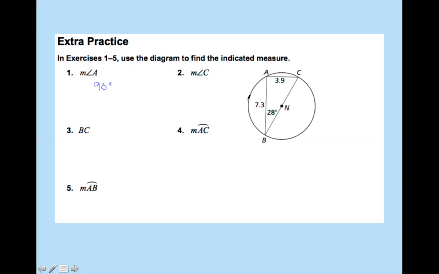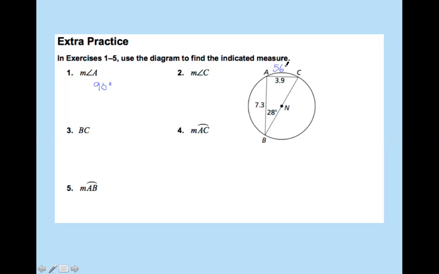Okay, next we're asked to find the measure of angle C. Remember again, we're talking about inscribed angles today. So let's look at some things first before we try to figure out C. Today it's inscribed angles, not central angles. If I look at this angle right here, angle ABC, it is 28 degrees. If the inscribed angle is 28, its intercepted arc is double that. Remember in 10.2, the central angle was the same. This time the inscribed angle is half the arc. So this arc up here, arc AC, has to be 2 times 28, which is 56 degrees.